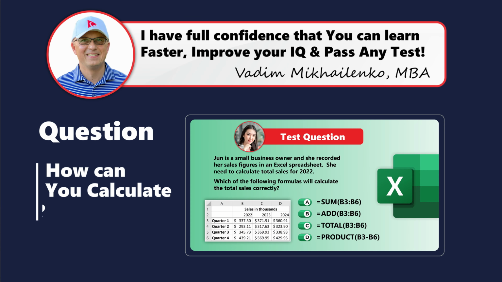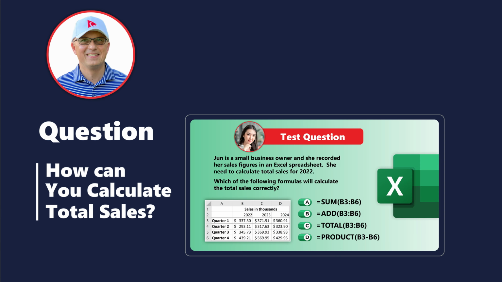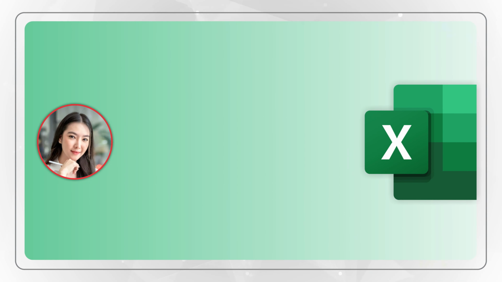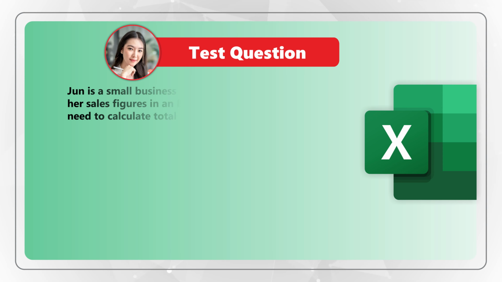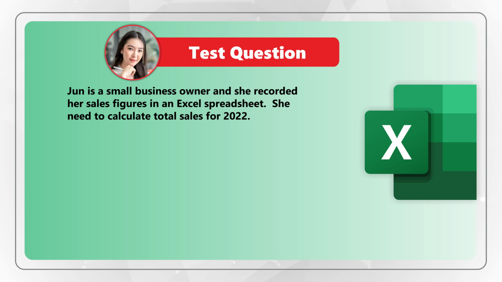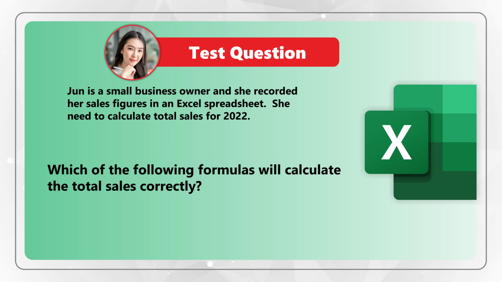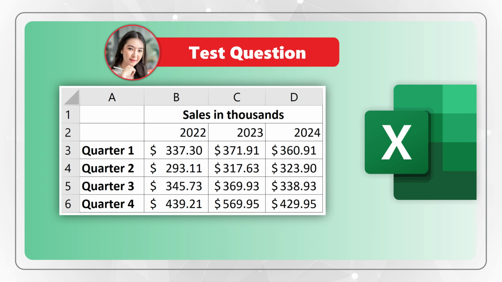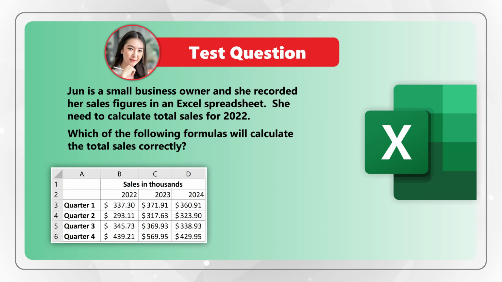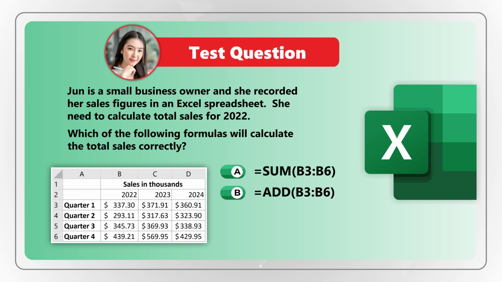Here's an interesting question to test your knowledge of Excel formulas and functions. June is a small business owner, and she recorded her sales figures in an Excel spreadsheet. She needs to calculate total sales for 2022. Which of the following formulas will calculate the total sales correctly? You're presented with a snapshot of data from Microsoft Excel, and you need to select one out of 4 possible choices. Choice A: =SUM(B3:B6). Choice B: =ADD(B3:B6).